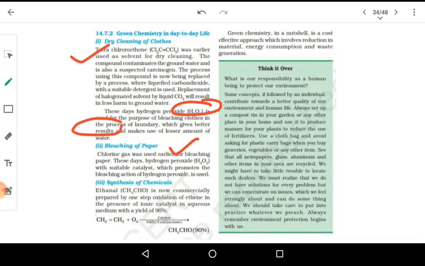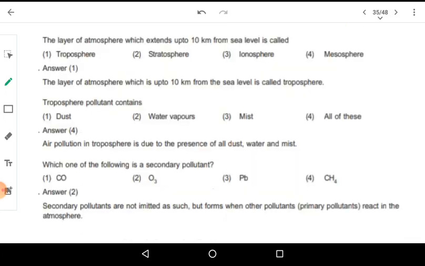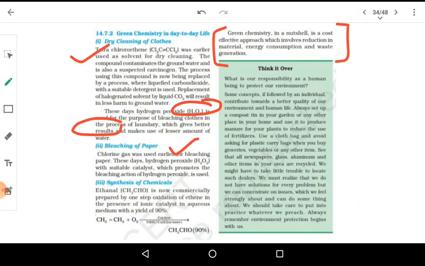with a yield of 90%. So, similarly, we can say that green chemistry in a nutshell is a cost-effective approach which involves a reduction in material, energy consumption, and waste generation. So, it is helping in preventing, or we can say reducing, the pollution. So with this we are completing the theory of this chapter.